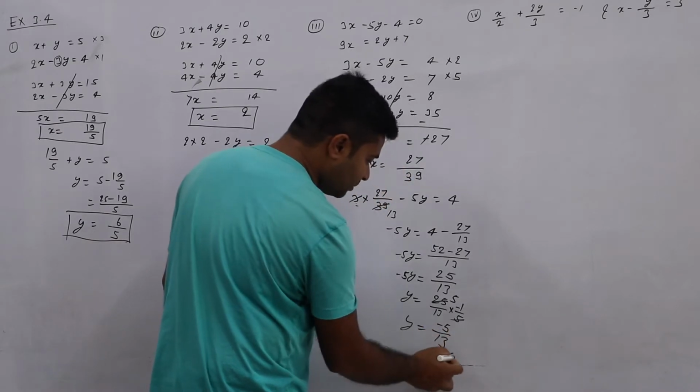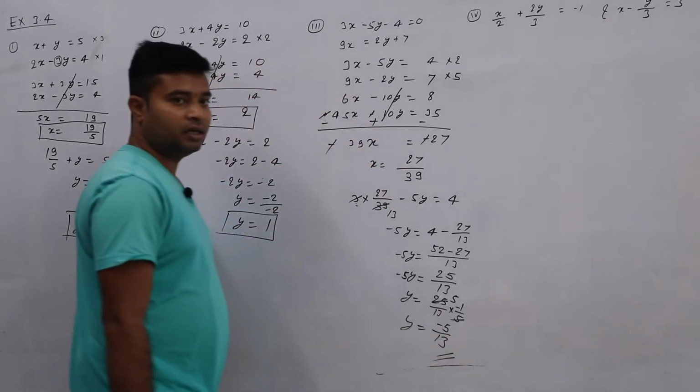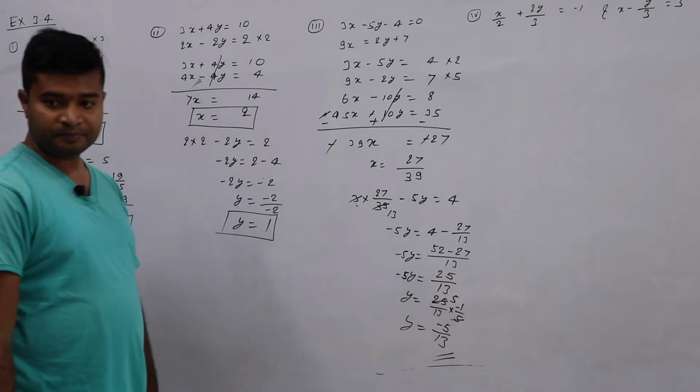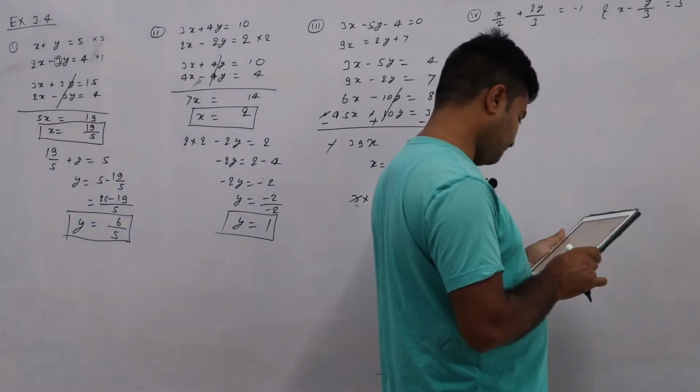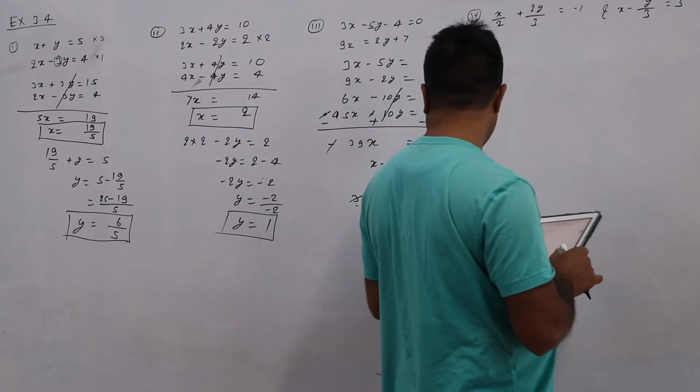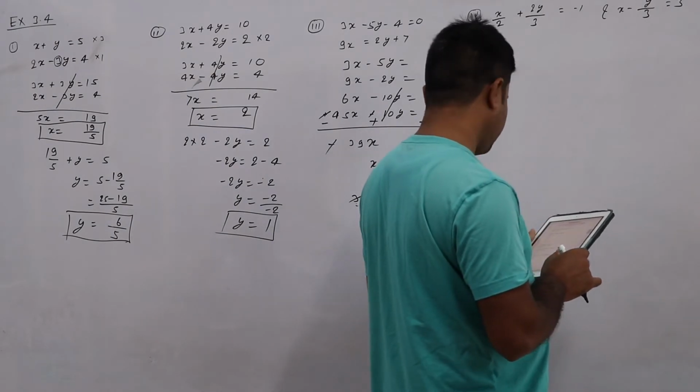y is equal to minus 5 by 13. Correct? Sir, x minus is equal to 0, y is equal to 5, sir.